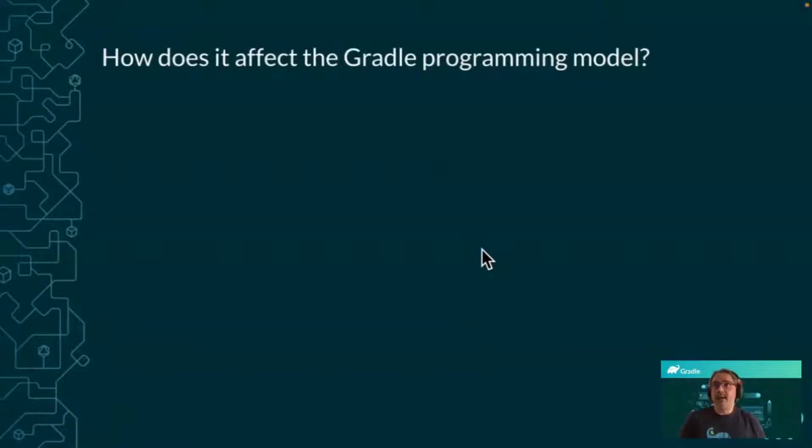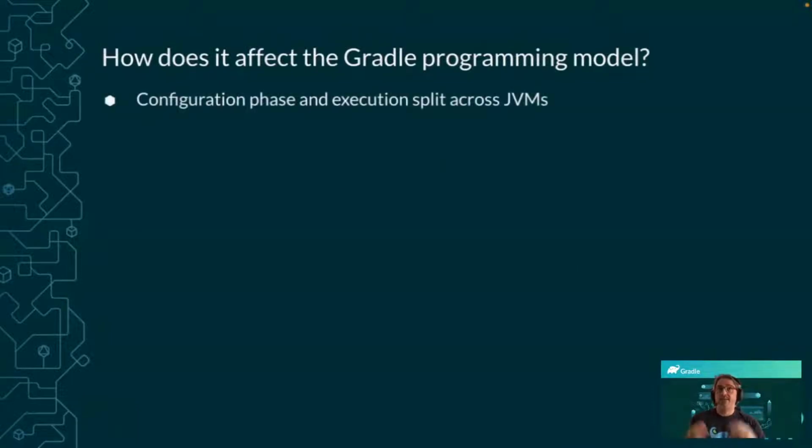So how does this change to the way Gradle executes tasks affect the programming model? We can see that the configuration phase and the execution phase can now be split across JVMs. Whereas before in Gradle you would have every configuration phase corresponding to a single execution phase, now a single configuration phase can actually yield many execution phases that will run on different VMs.